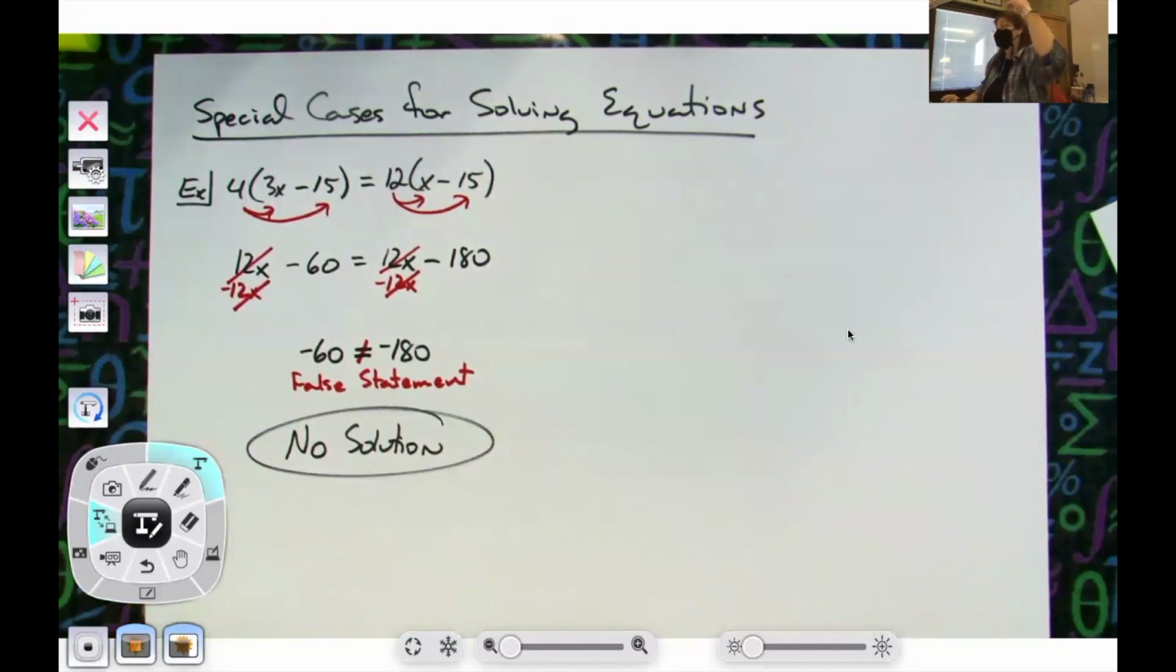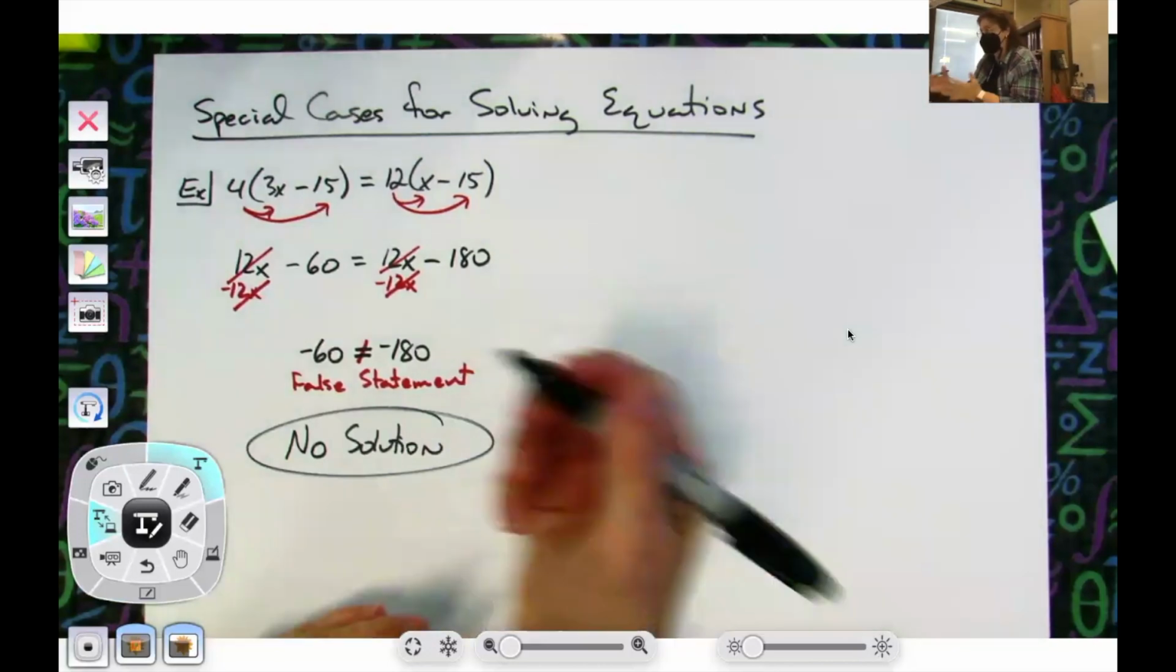So you might work one problem and get an answer. The next one might be a no solution. The next two might have answers. The next one might be an identity. So they're going to be all mixed up.